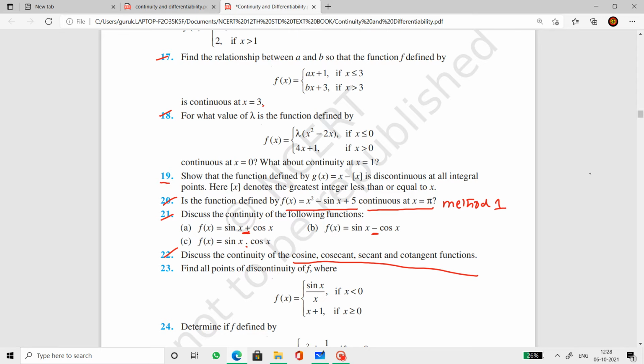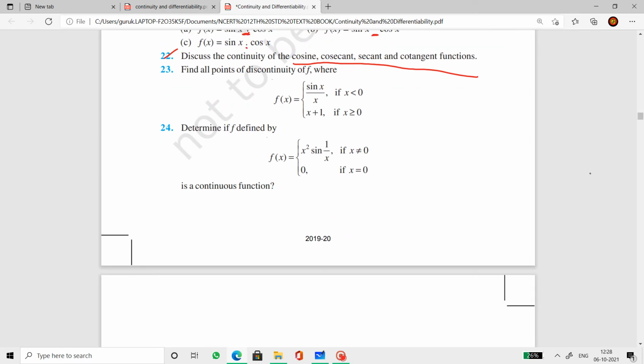Coming to question number 23 now. Find all the points of discontinuity of the function. Well, below 0, above 0, so we have to do left hand limit and right hand limit here, right?